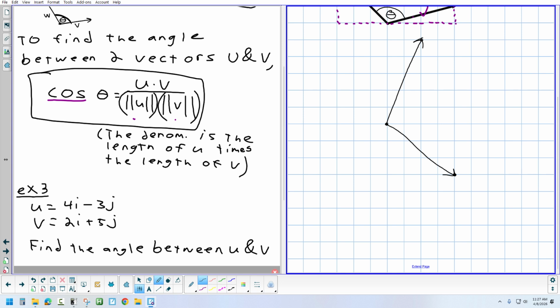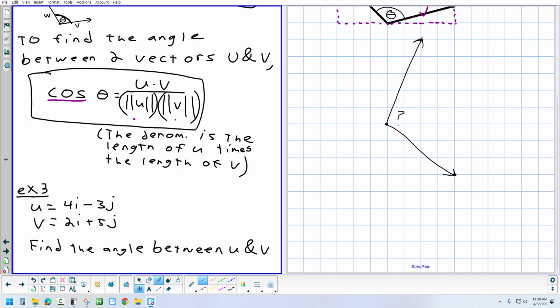What does it look like this angle might be? 120. Yeah, it's definitely bigger than 90. So somewhere could be 100, 105. I don't know if it's going to be as big as 120, but it's definitely bigger than 90. So let's figure out what it is and then see if we get an answer that's bigger than 90.